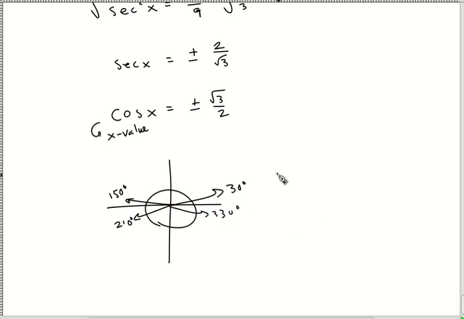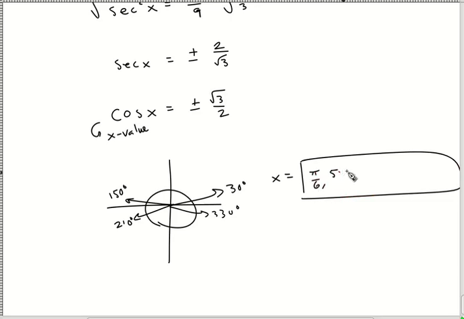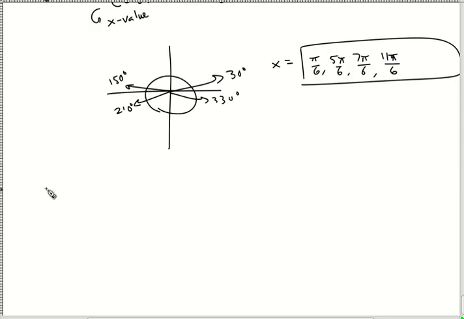Those are my answers. Now let's put them, this is x, not theta, into radian mode: pi over 6, 5 pi over 6, 7 pi over 6, 11 pi over 6. That was such a fun problem. Now, let's move on to the next problem.